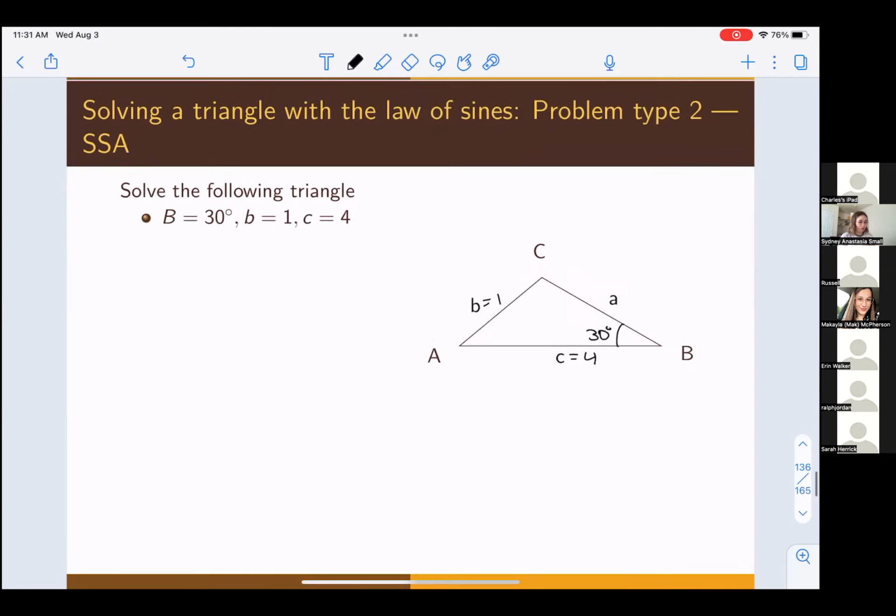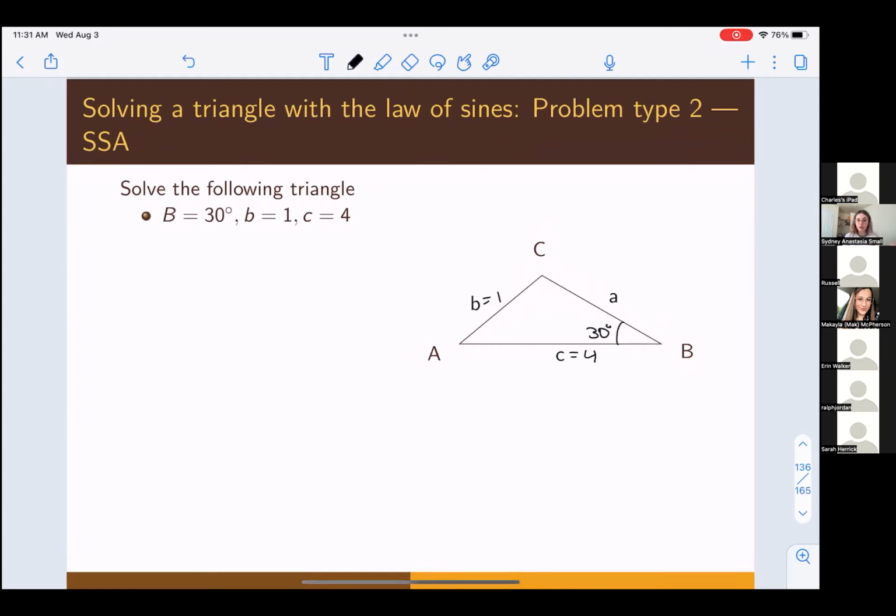Okay. With this one, I do actually have an opposing angle-side pair, so I don't have to think about the law of cosines yet. I can just use the law of sines. So which ratio am I going to use? I know the sine of B and the length of side B. And what else do I know something about? I know side C. So I'm going to use this to solve for angle C.